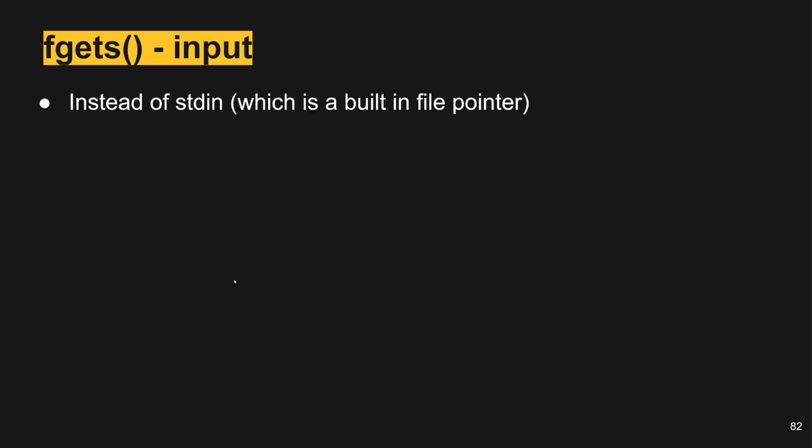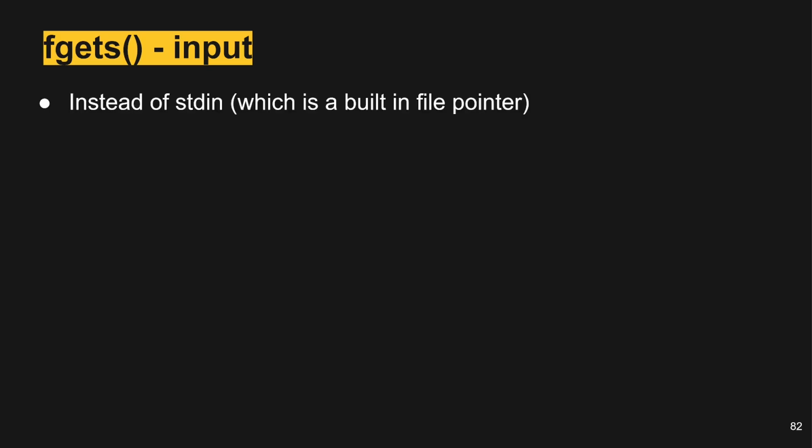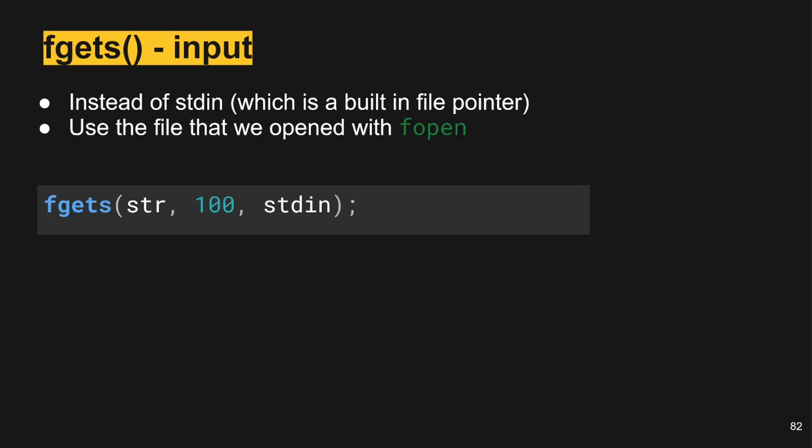So instead of stdin that we've talked about before, which uses a built-in file pointer, we just use fopen. So instead of writing to a file, we can read from a file. And one tool that we can use to do this is fgets, to read in strings from a file. So we'll use fgets, and instead of using standard in, which is a built-in file pointer for standard input, we will use fopen to open our file that we want, and then pass that into fgets.